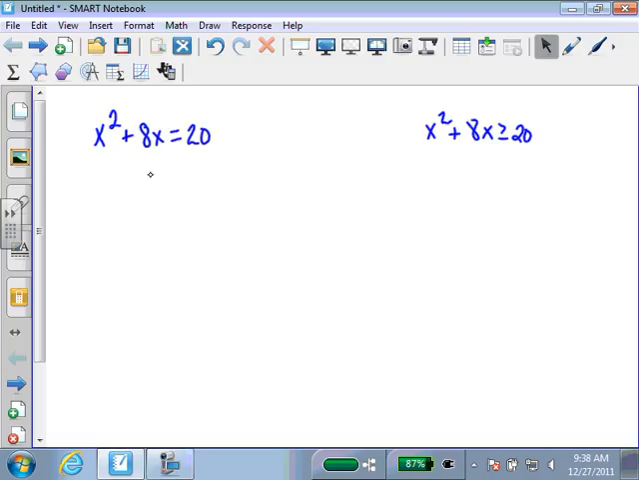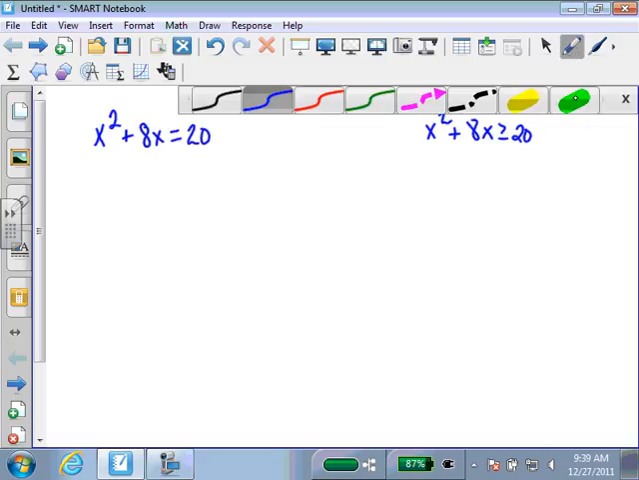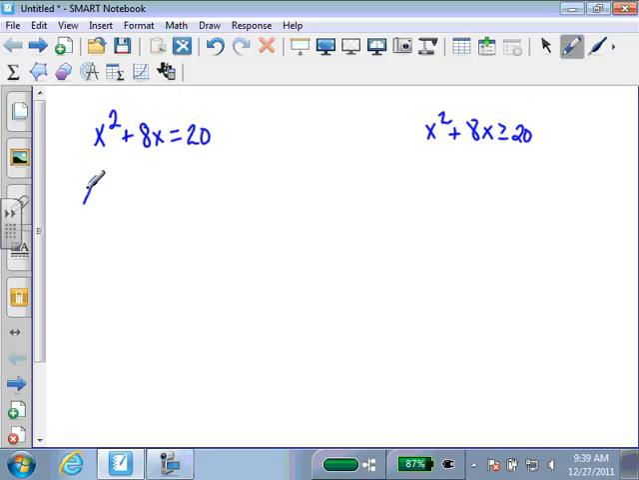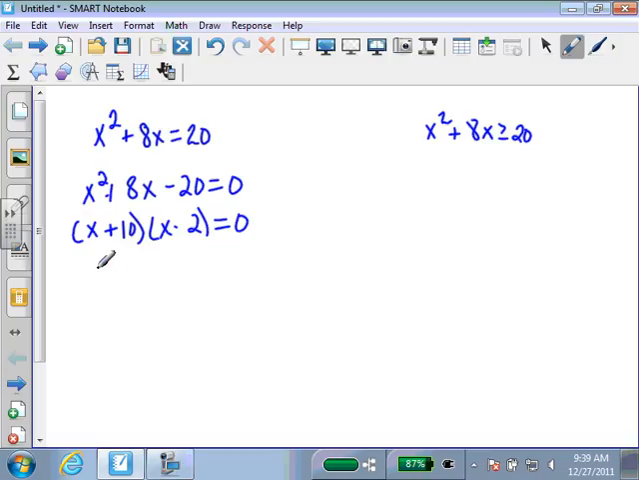x squared plus 8x equals 20. x squared plus 8x is greater than or equal to 20. As an equation, I'm going to move everything to one side, factor, use the zero product property to get that x equals negative 10 or x equals 2.